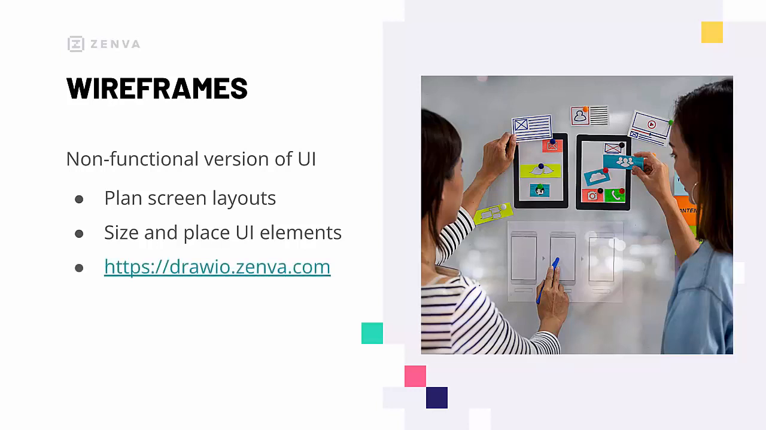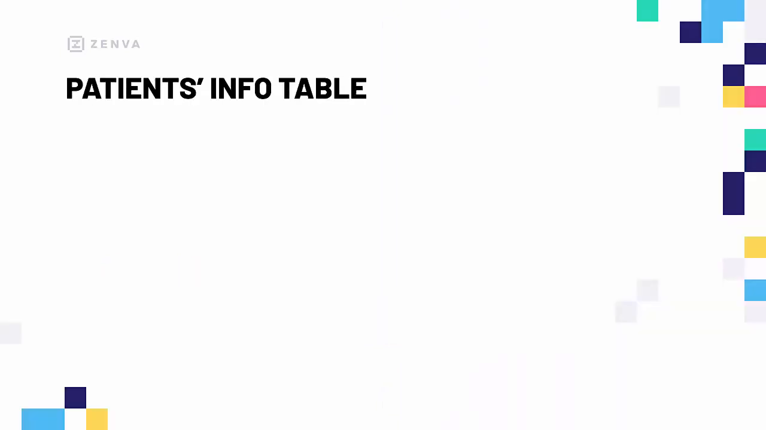So we're going to use this tool, drawio.zenva.com. It's just a nice, easy to use tool that allows us to build out our basic wireframes. Now, we're not going to get too fancy. We just want the basics there.